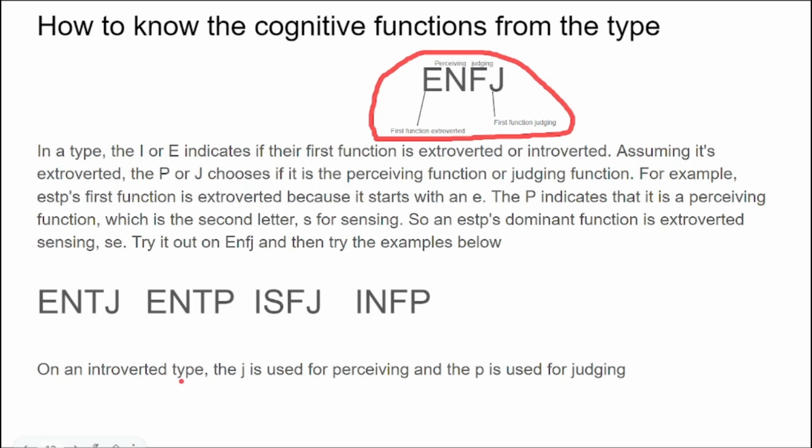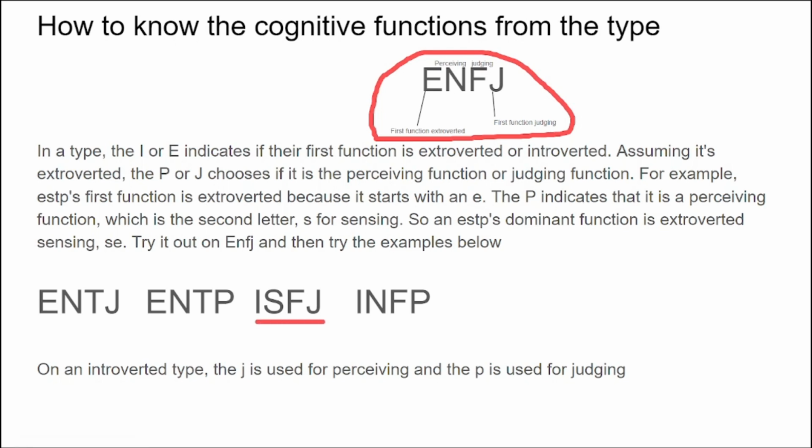Because this note at the bottom is quite useful. On an introverted type, I'm not going to explain why for now, but the J is perceiving and the P is judging. Actually, I will just explain why. The reason this is here is because an introverted type has to have their first function as introverted, and the previous system wouldn't work for them. So you could do it exactly like you were with the extroverts, but switch around the second and first functions.